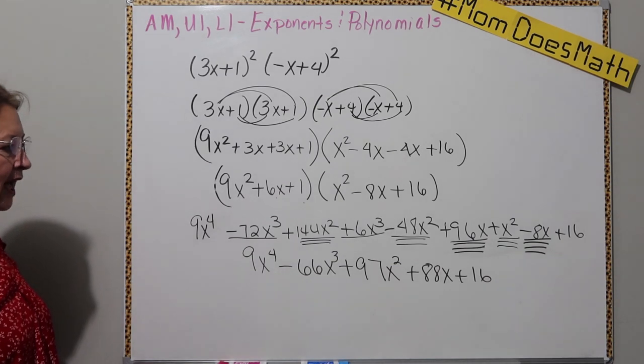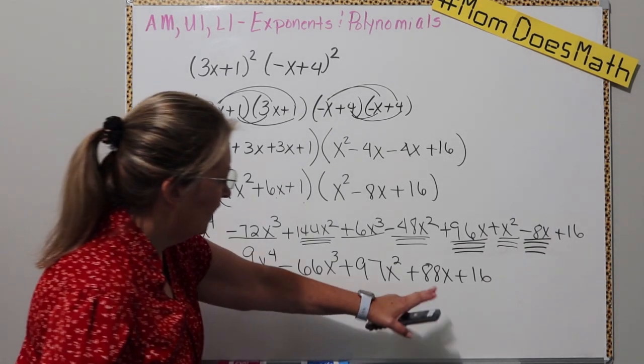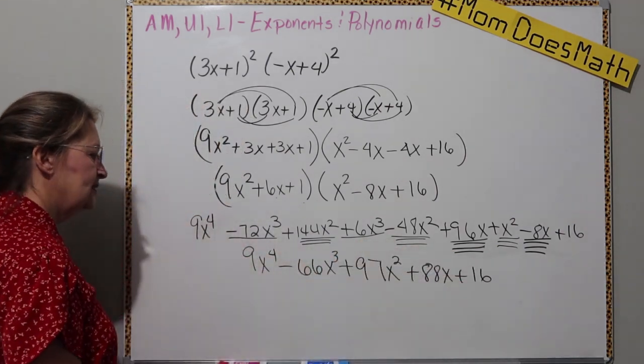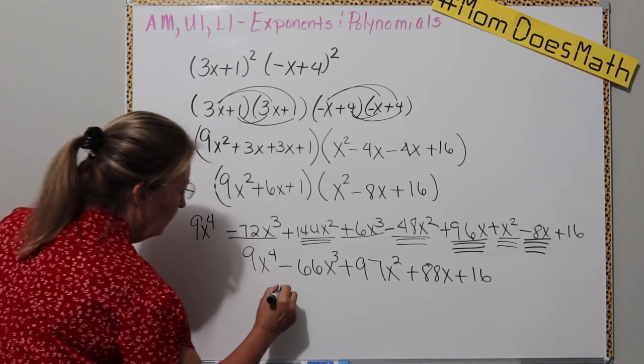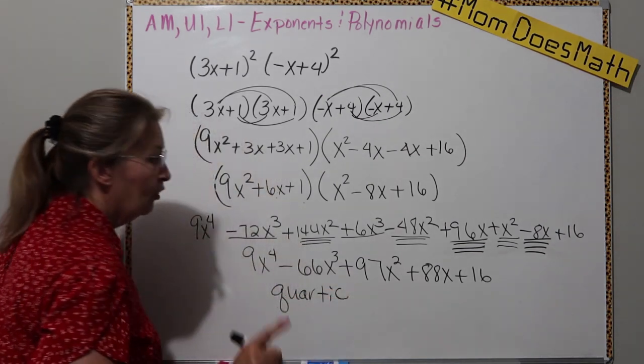Think two numbers at a time. Go slowly. Now let's classify it. It is in standard form already. My exponents just fell into place, descending order. So my highest exponent is a 4. That makes this a quartic, not quadratic.